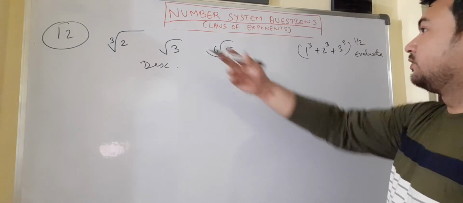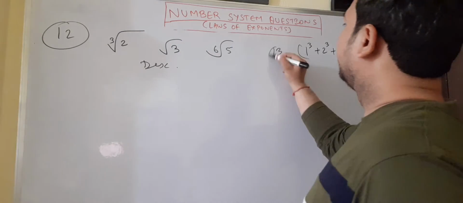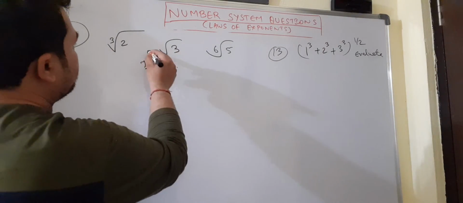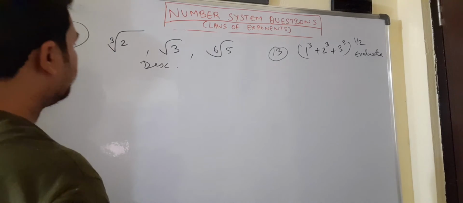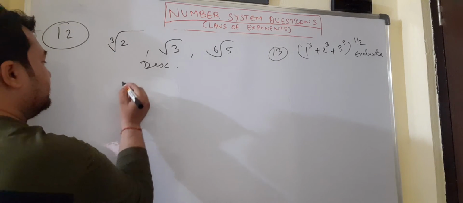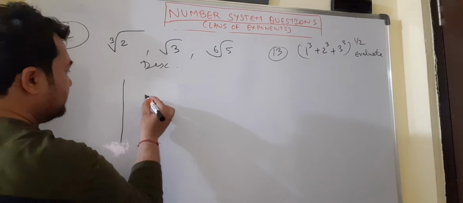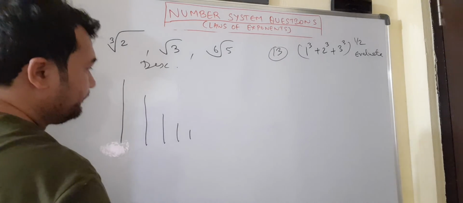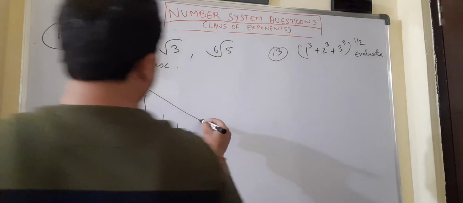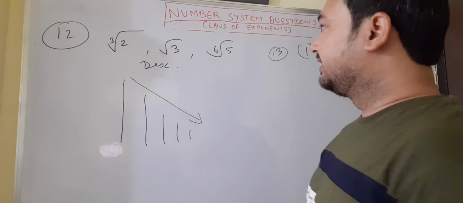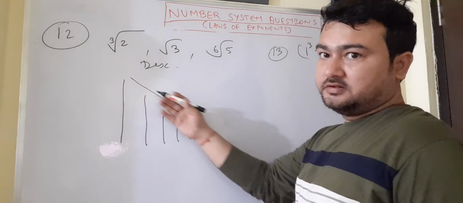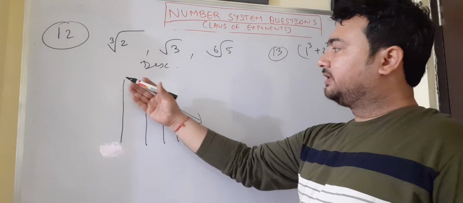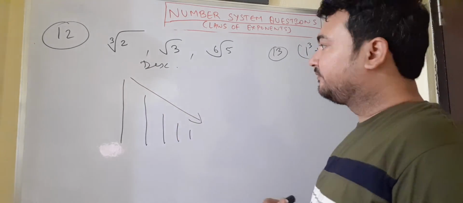This time we are taking two questions, question number 12 and question number 13. Question number 12 says to arrange these in descending order. Descending means larger, then smaller, then smaller, then smaller, then the smallest. This is your descending order. D for descending, D for decreasing. It will be in the decreasing fashion.